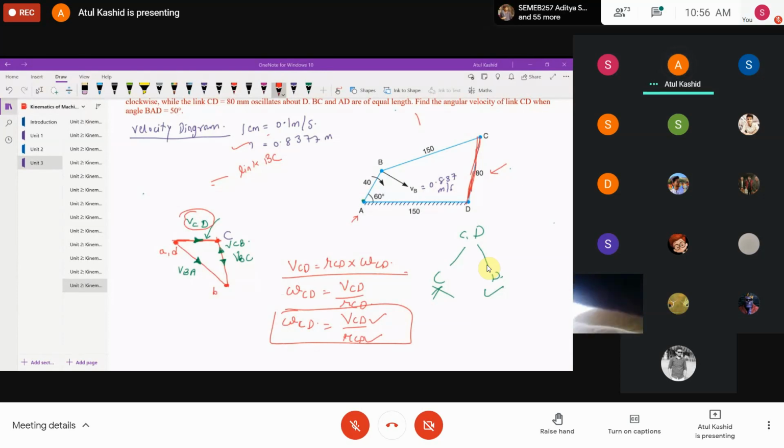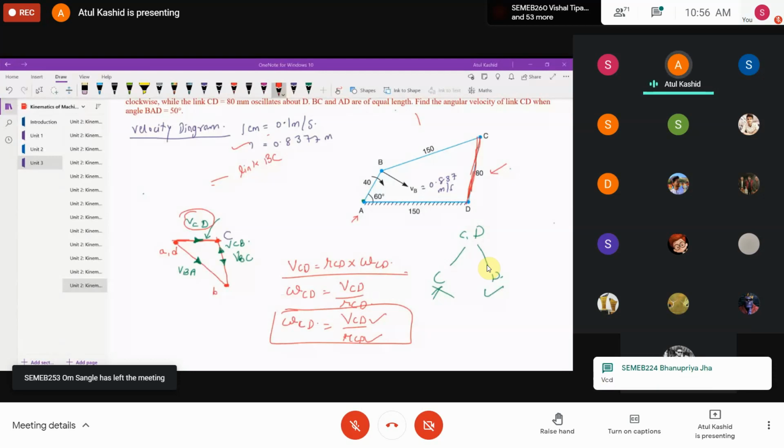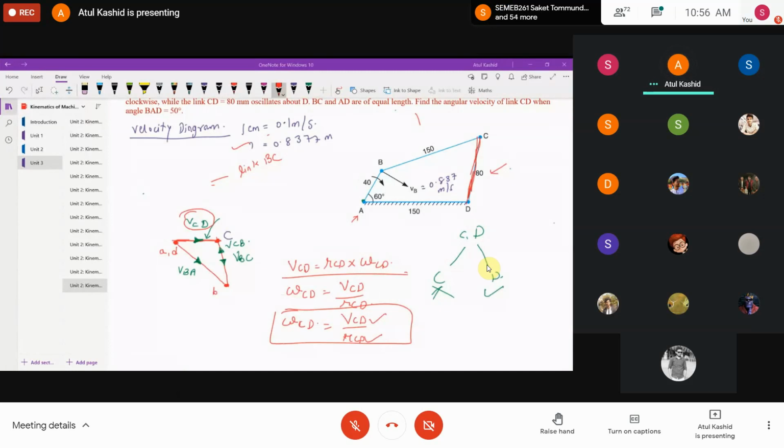Three point... 3.9 centimeter what, Bhanupriya? I'm asking, we want to find the velocity of the CD link and the angular velocity of the CD link. So it should be in meter per second and radian per second. So give me the answer in meter per second and radian per second for the link CD.